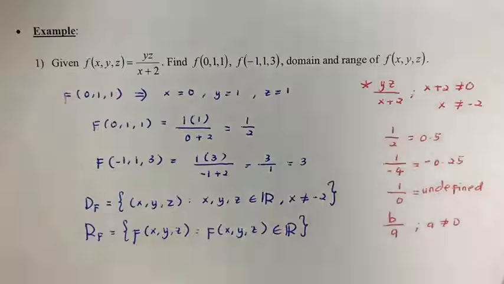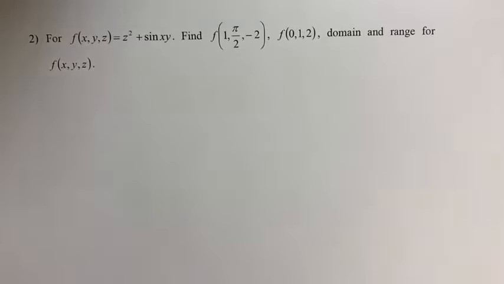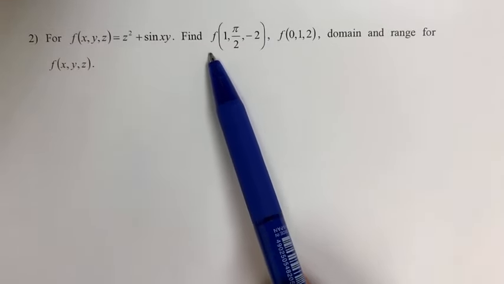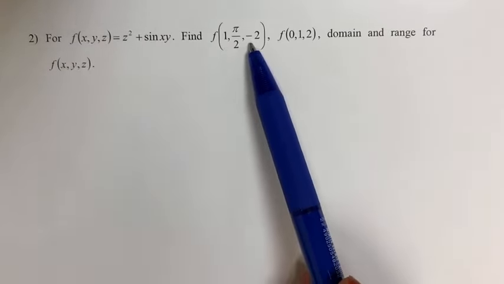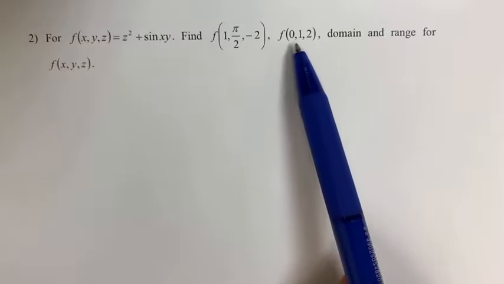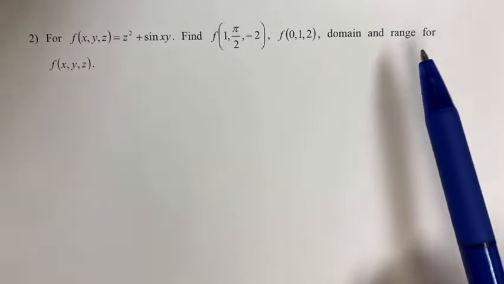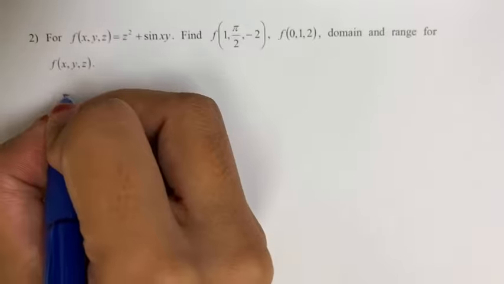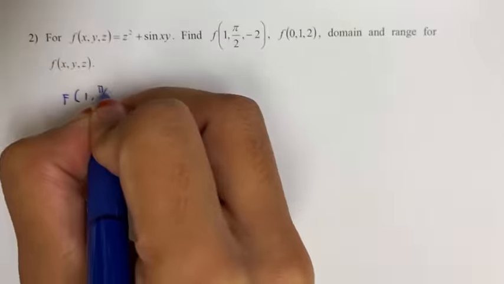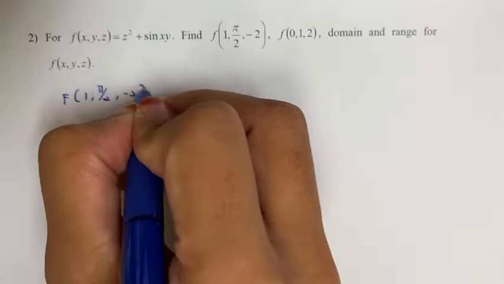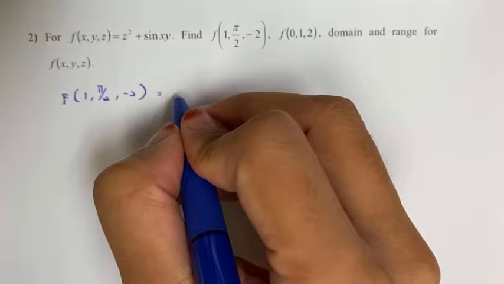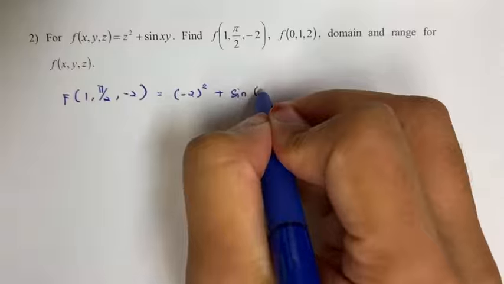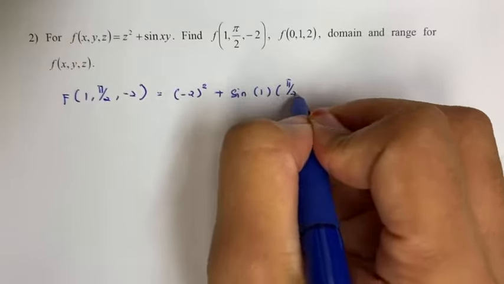The second example, for f(x, y, z) equal to z squared plus sine xy, find f(1, pi over 2, negative 2), f(0, 1, 2), the domain and the range. Again, for this one, you need to substitute x equal to 1, y equal to pi over 2, and z equal to minus 2. So minus 2 squared plus sine 1 times pi over 2.